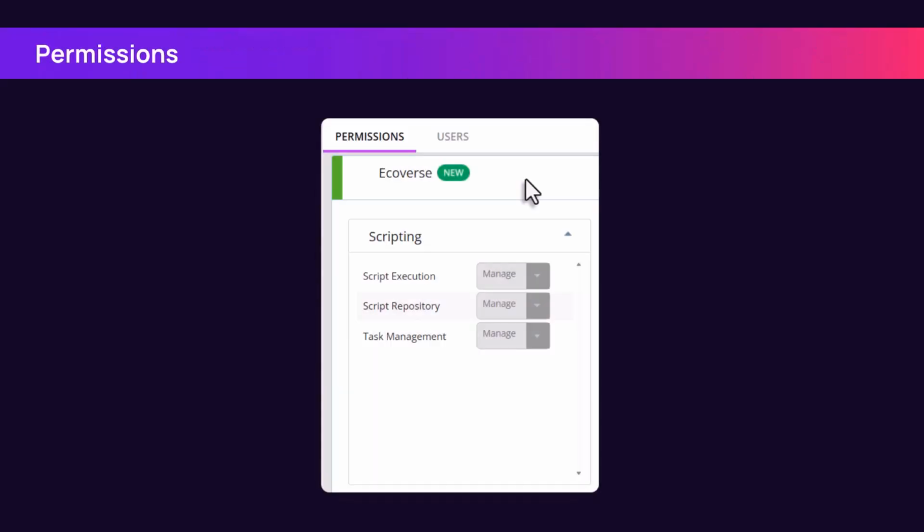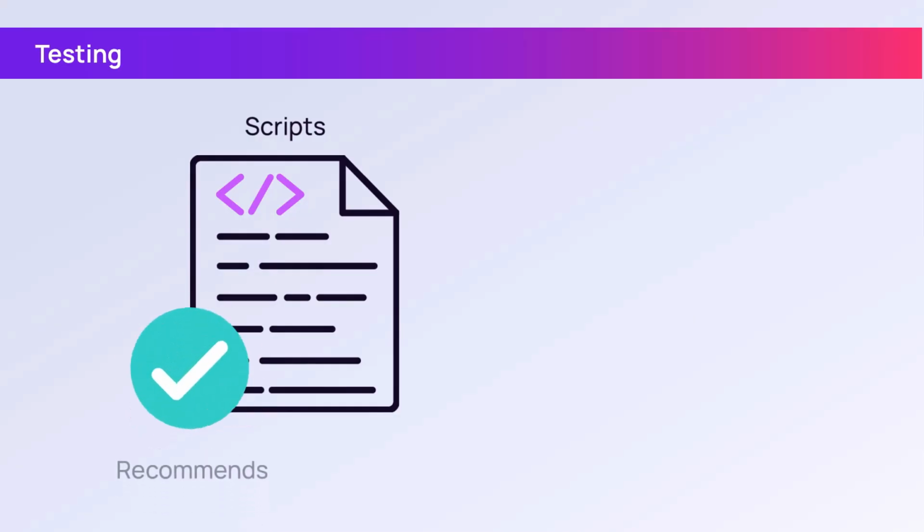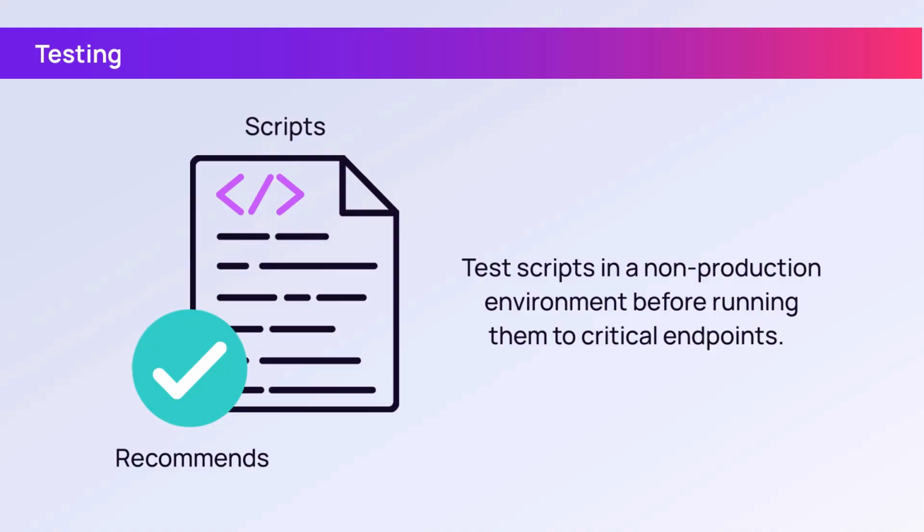To access the script repository, log in with SSO and ensure that Ecoverse permissions for scripting are set to manage. Enable does not review or verify the accuracy of custom scripts added by an organization. Enable recommends testing scripts in a non-production environment before running them on critical endpoints.